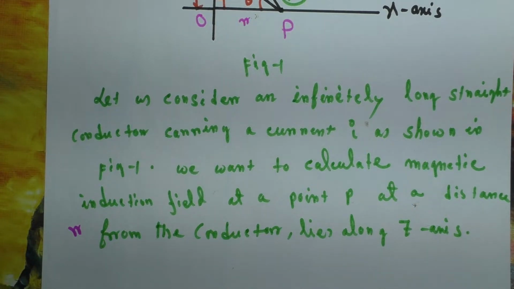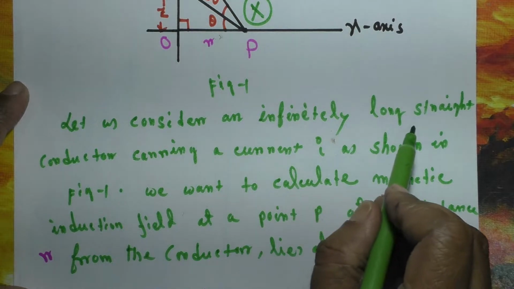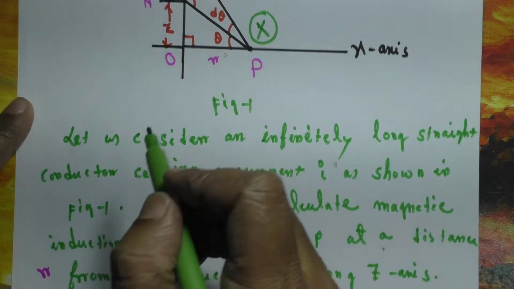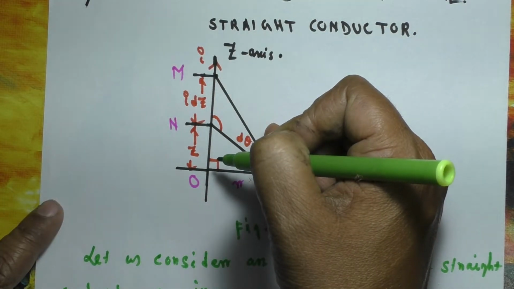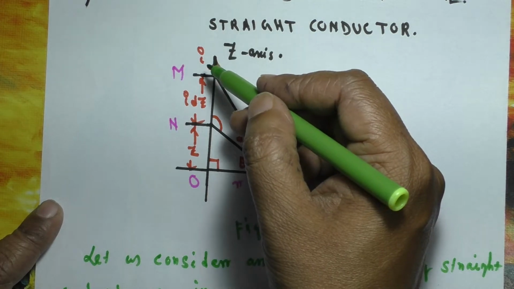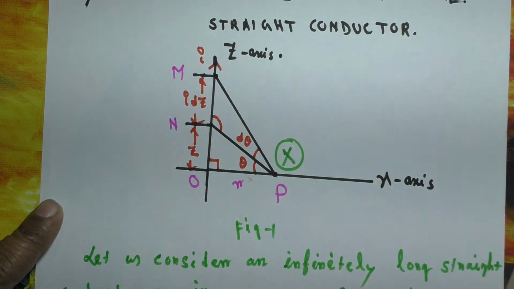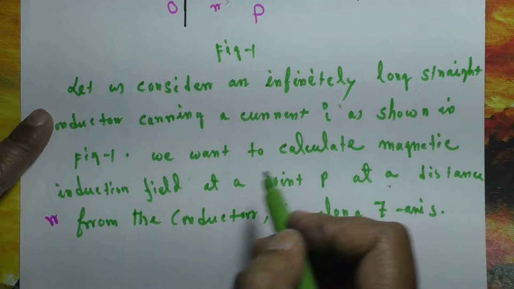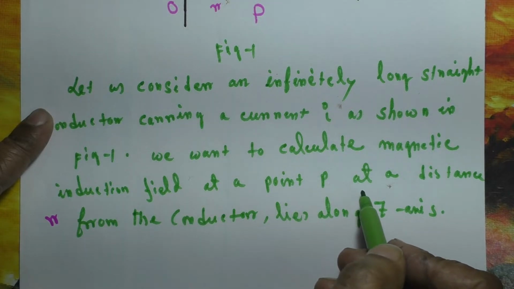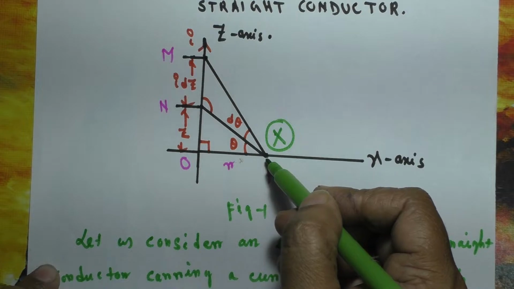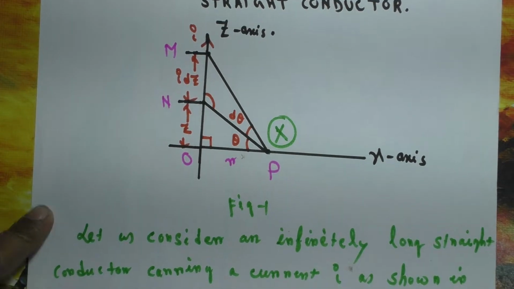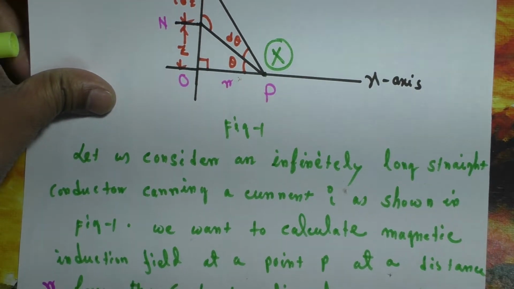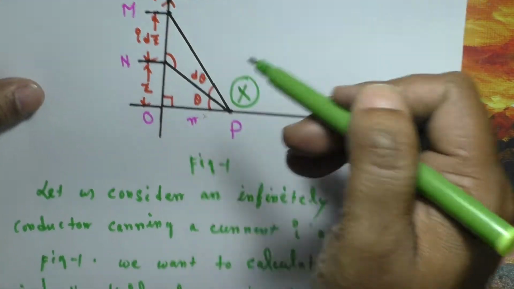So let us consider an infinitely long straight conductor carrying a current I as shown in figure 1. We consider a current carrying conductor, infinitely long, carrying a current I and placed along the z axis. We consider it first. Next, we want to calculate the magnetic induction field at a point P, at a distance r from the current carrying conductor which lies along the z axis.